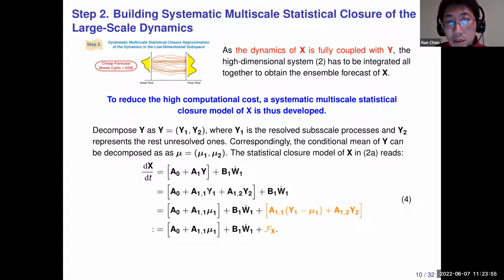Now we can rewrite this y1 as its mean plus the fluctuation part, right?